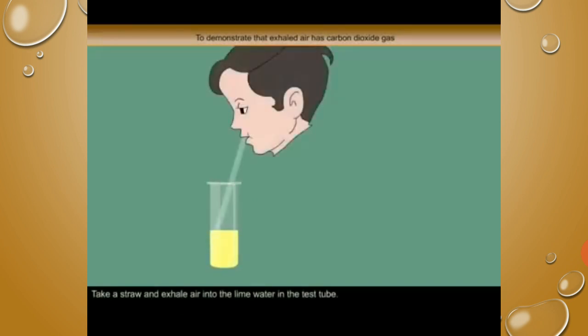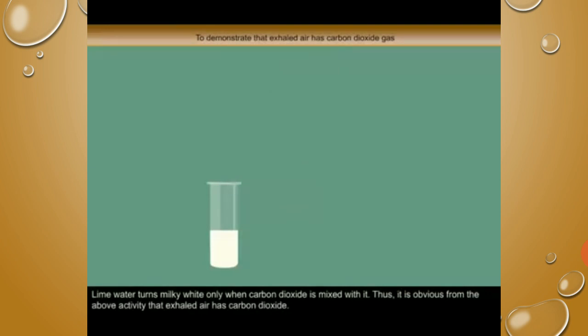Take a straw and exhale air into the lime water in the test tube. You will notice that the lime water in the test tube becomes milky white. Lime water turns milky white only when carbon dioxide is mixed with it. Thus, it is obvious from the above activity that exhaled air has carbon dioxide.